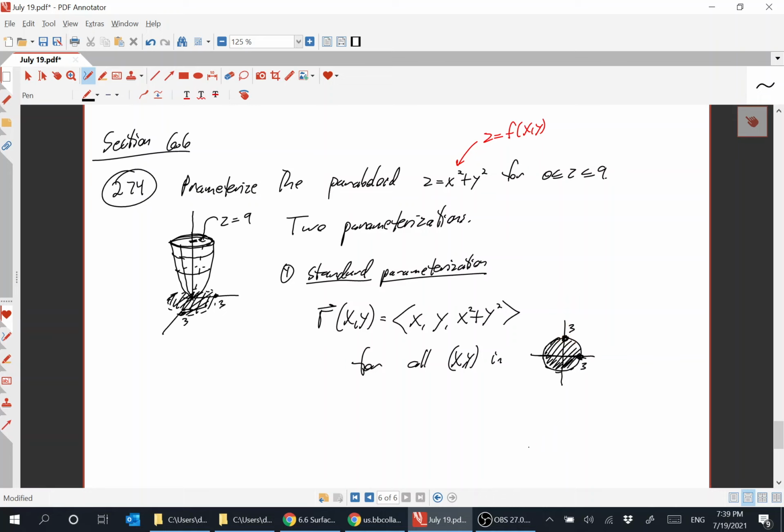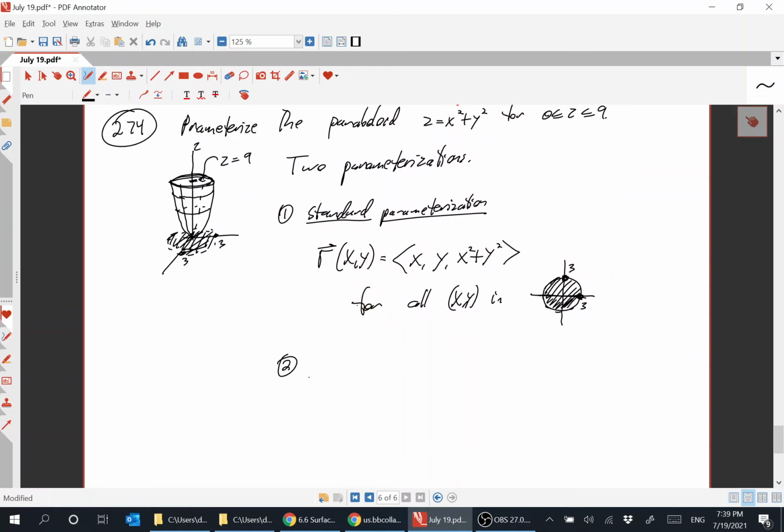All right, so for all x, y in the circle of radius 3. If you take the surface and you shine a light straight down along the z-axis, the shadow it makes, this paraboloid in the xy plane, is the shadow of this circle up here, which is the circle x squared plus y squared equal to 9, and everything inside of it. So that's the circle of radius 3. So standard parameterization, always a good choice if you can use it.